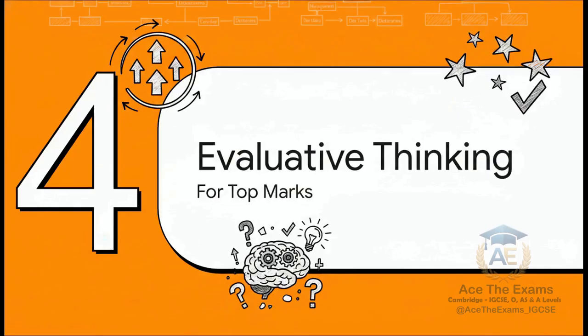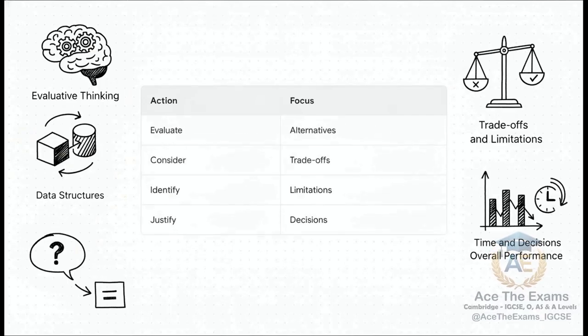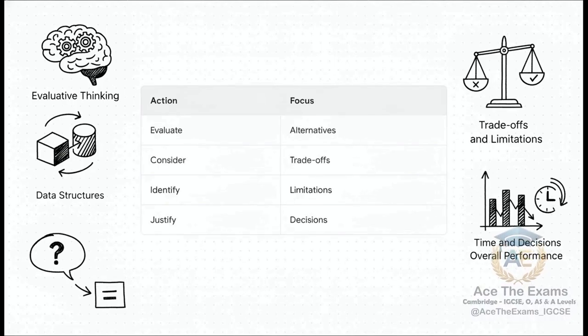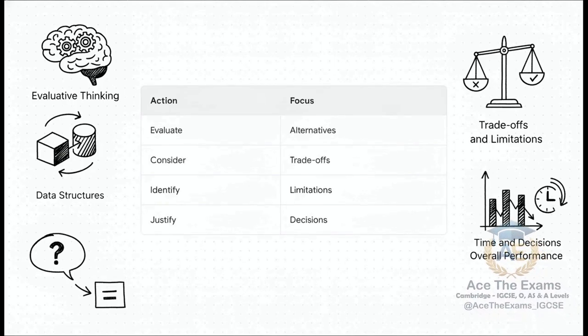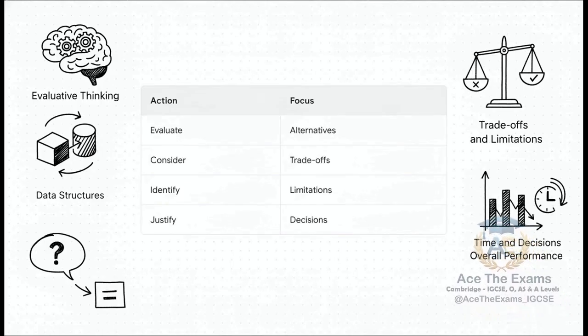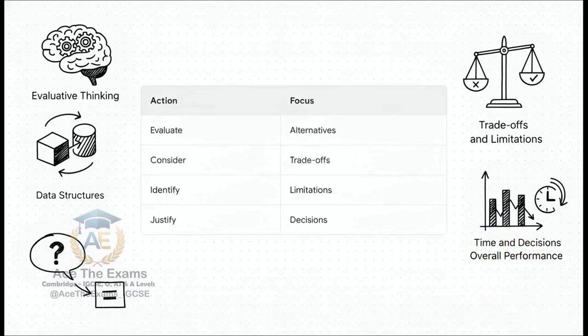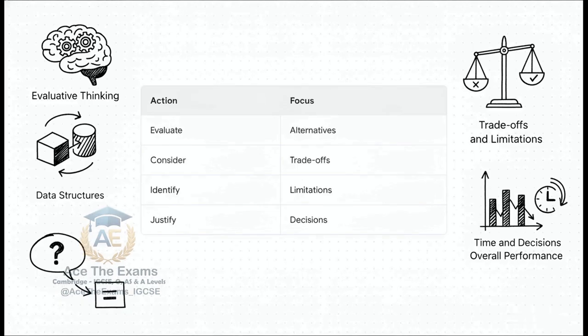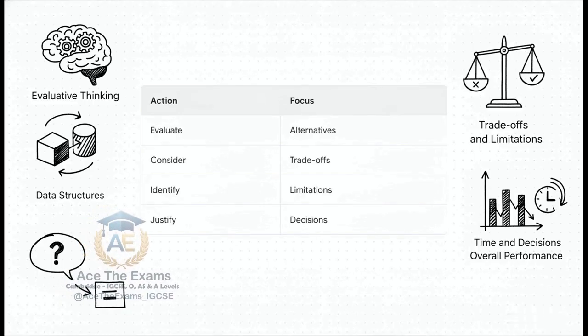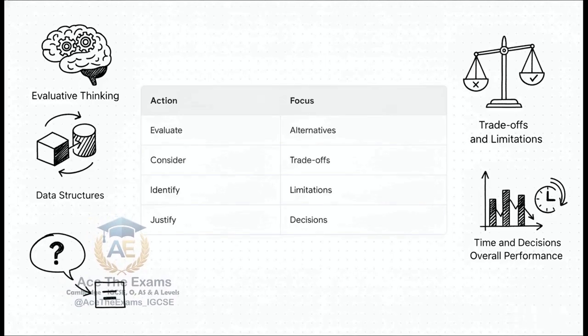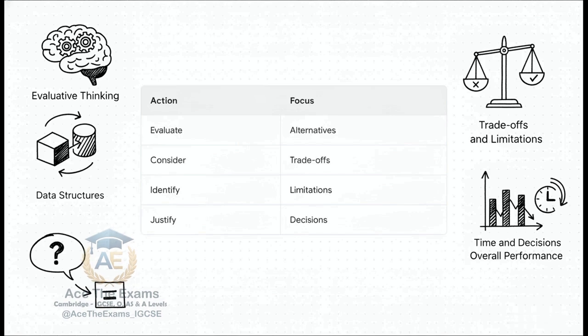Section 4. Evaluative thinking for top marks. Avoiding mistakes is fantastic, but we are here for the absolute top grades. We want those A stars. Top-scoring candidates don't just build a solution, they ruthlessly evaluate it. You need to implement our third rule, the time management matrix. In your exam, you need to quickly allocate time to evaluate alternatives. Could a different data structure work better? You need to consider trade-offs and intensely analyze limitations.